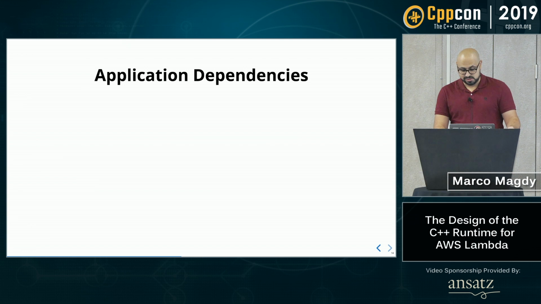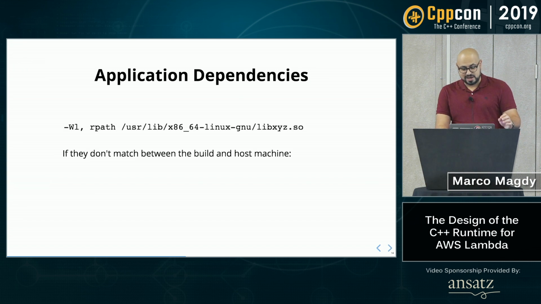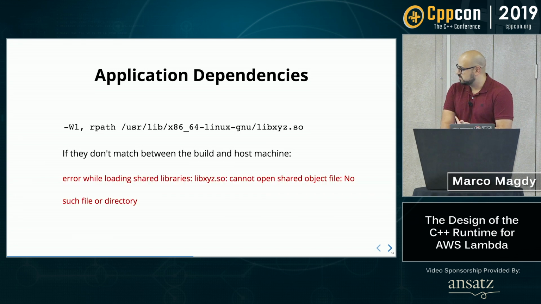The other problem is application dependencies. On Linux, executables can have the paths to their dependencies embedded in the binary by the linker, in the form of rpaths. And if you've been to Craig Scott's talk, Deep CMake, he touched on that heavily. So if those paths point to a certain location A on the build machine, but then you deploy it on the host machine and that location is not a valid location, then you're going to get such an error. Can't find that library, don't know what to do.